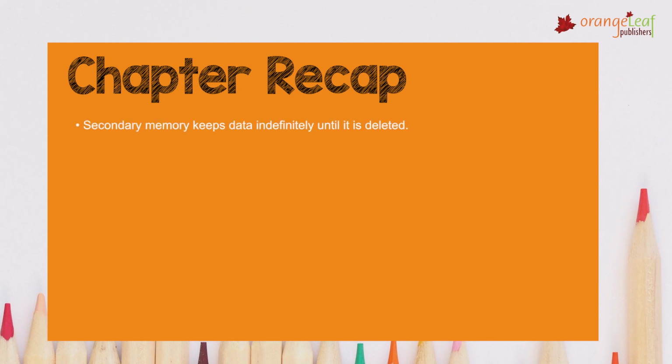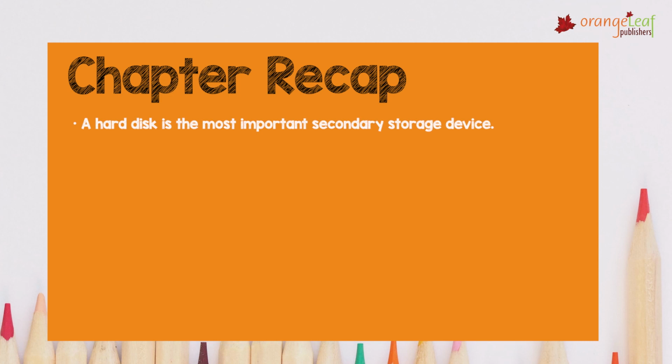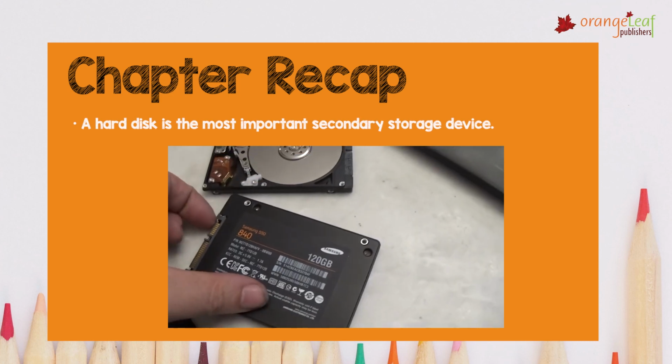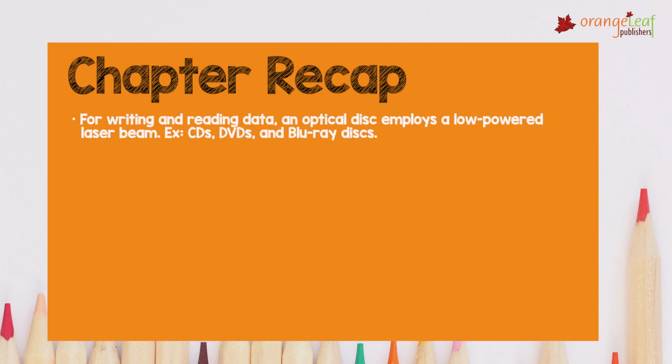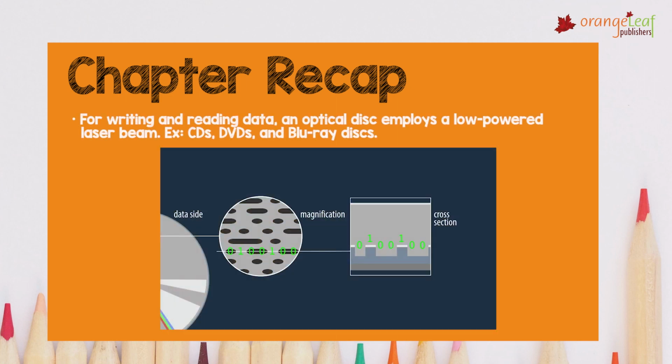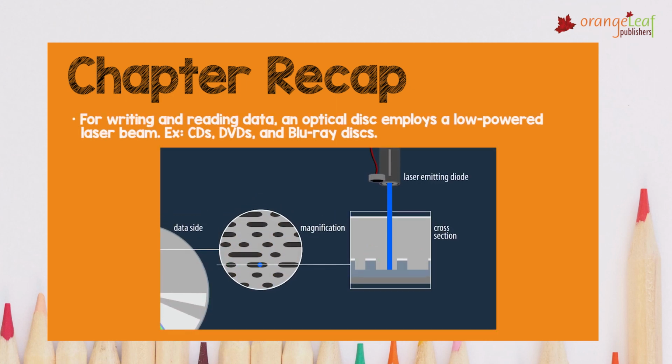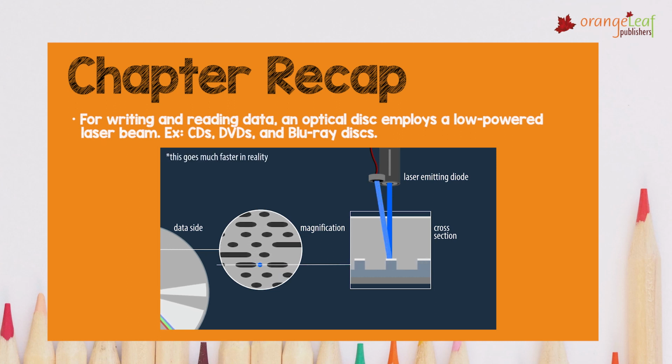Secondary memory keeps data indefinitely until it is deleted. A hard disk is the most important secondary storage device. For writing and reading data, an optical disk employs a low-powered laser beam. Example: CDs, DVDs, and Blu-ray discs.